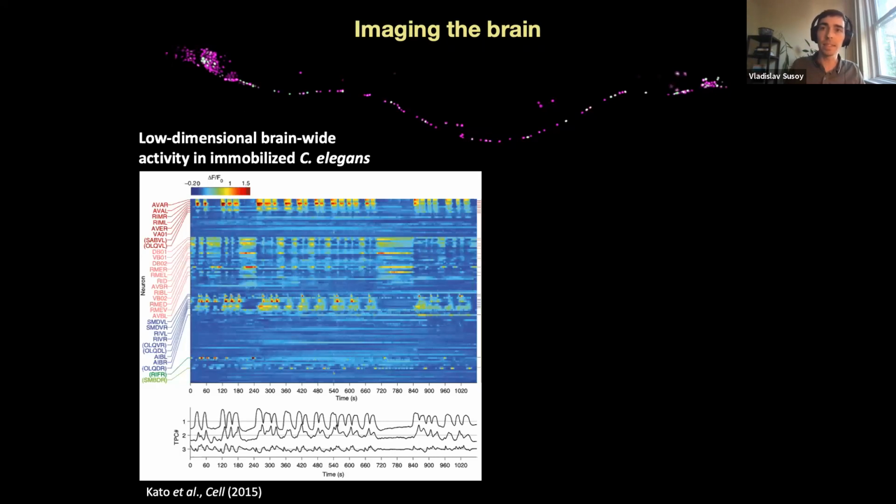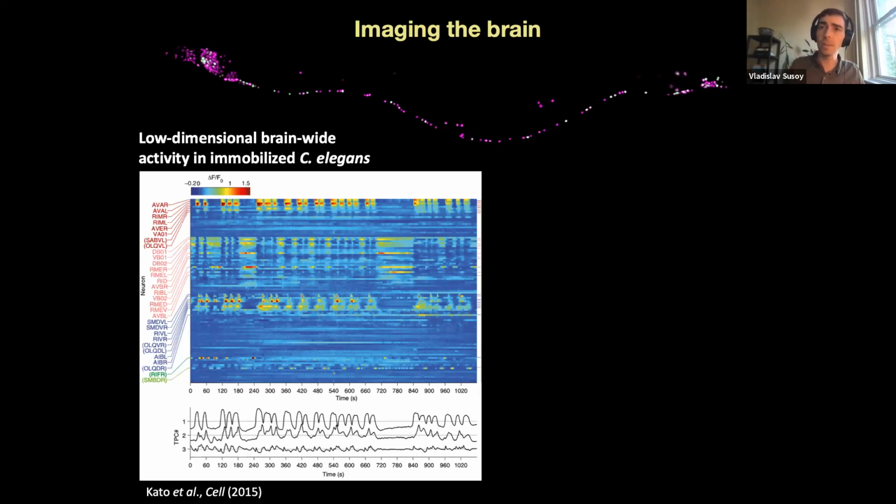When people started looking at the brain of C. elegans in this way, they first looked at immobilized animals, because this is easier to accomplish. So the worms are glued on a slide, and then with the microscope, you can see the fluorescence in neurons, which is indicative of the neurons' activity.